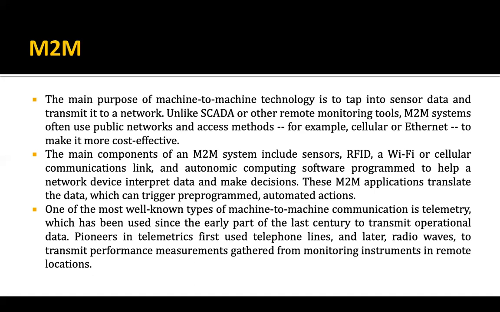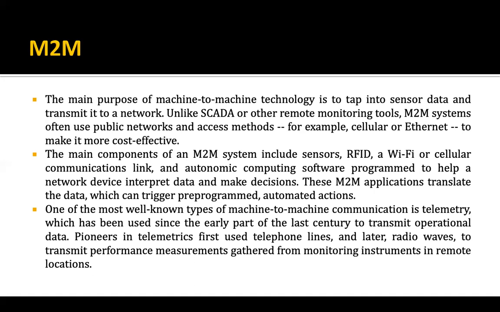One of the most well-known types of machine-to-machine communication is telemetry, which has been used since the early part of the last century to transmit operational data. Pioneers of telemetry first used telephone lines and later radio waves to transmit performance measures gathered from monitoring instruments in remote locations.